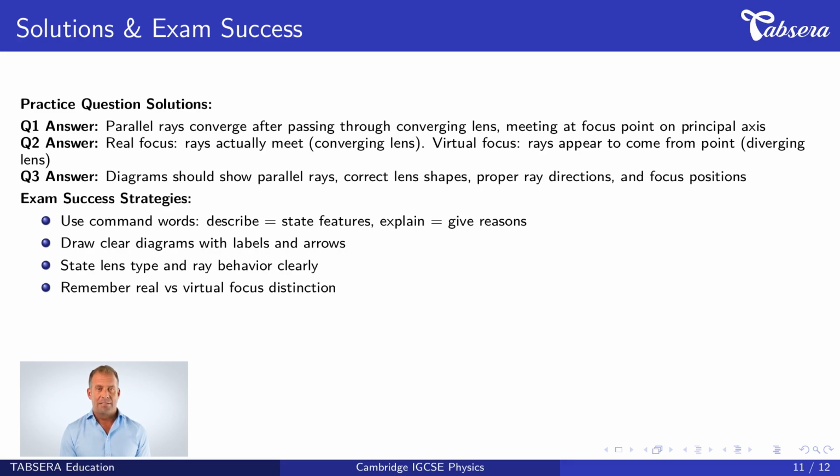Now for exam success strategies. First, understand command words. Describe means state the features you observe. Explain means give scientific reasons why something happens. Second, draw clear diagrams with proper labels and arrows showing ray direction. Third, always state the lens type and describe ray behavior precisely. Fourth, remember the real versus virtual focus distinction. This is frequently tested.